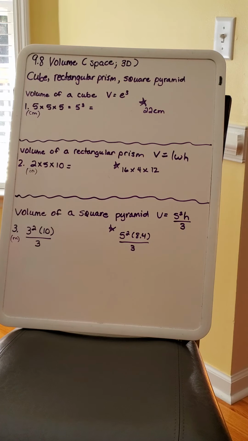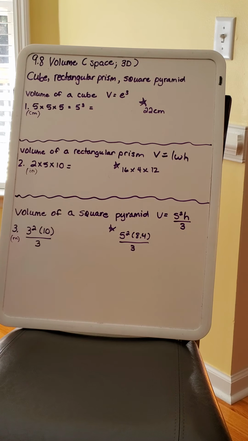We're going to be focusing on three objects specifically: the cube, the rectangular prism, and the square pyramid. Even though it's all volume, they're different shapes, so they're going to have different formulas. We're going to start out with the cube. The cube is basically a box, a tissue box, anything that you can think of that is 3D. It's not a flat square, but we're talking about a cube.